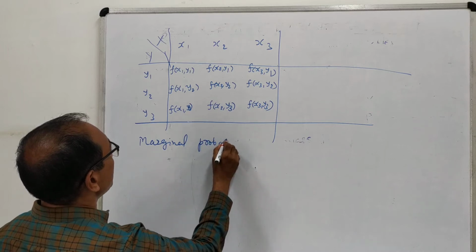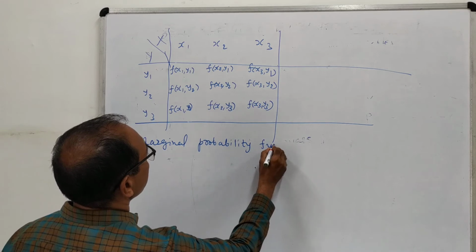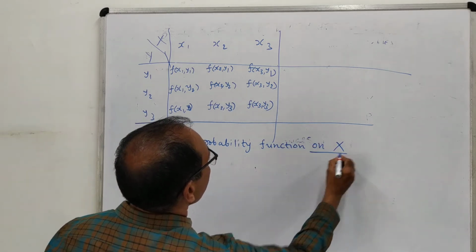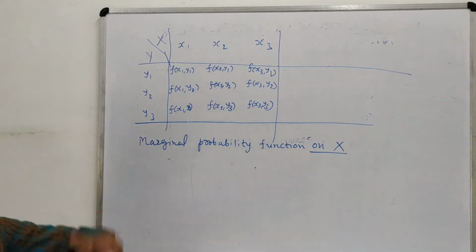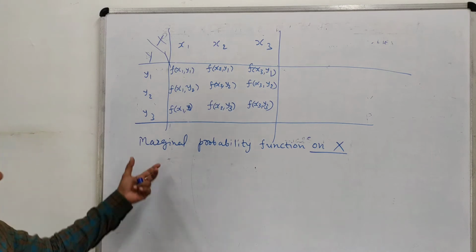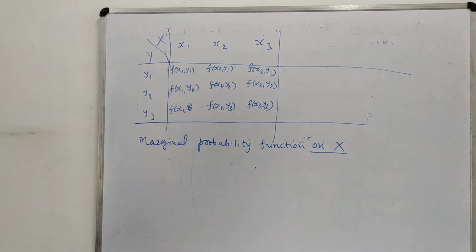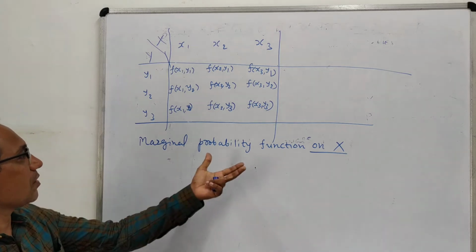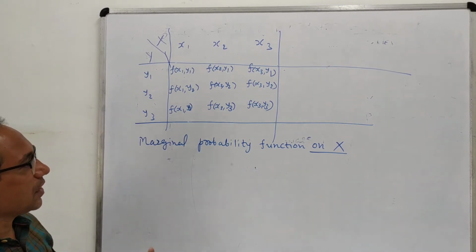Marginal probability function on X. This is very important, and in a similar way we also want to discuss the marginal probability function on Y. So this is nothing but marginal probability. Sometimes a question may come to find the marginal probability function on X.